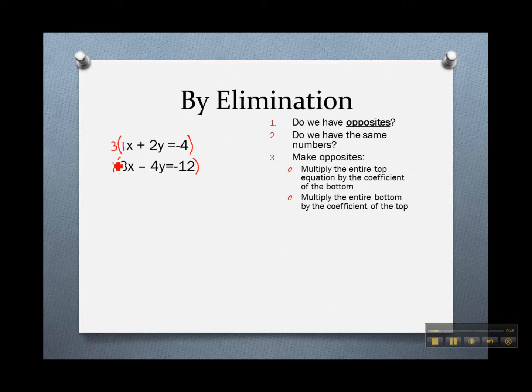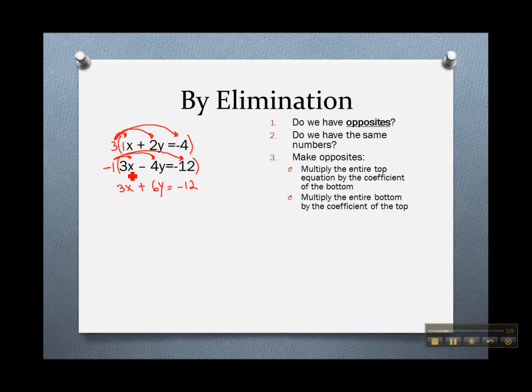And then to make them opposite, all you need to do is assign a negative to one of these. I'm going to go ahead and assign the negative to the 1 just because it's easier to multiply by negative 1. And then you're going to distribute this 3 to every single number over here, and you're going to do the same with the negative 1. Remember, multiplying by negative 1 is just changing the signs. So for the top one, 3 times 1x is 3x, 3 times 2y is 6y, and 3 times negative 4 is negative 12.